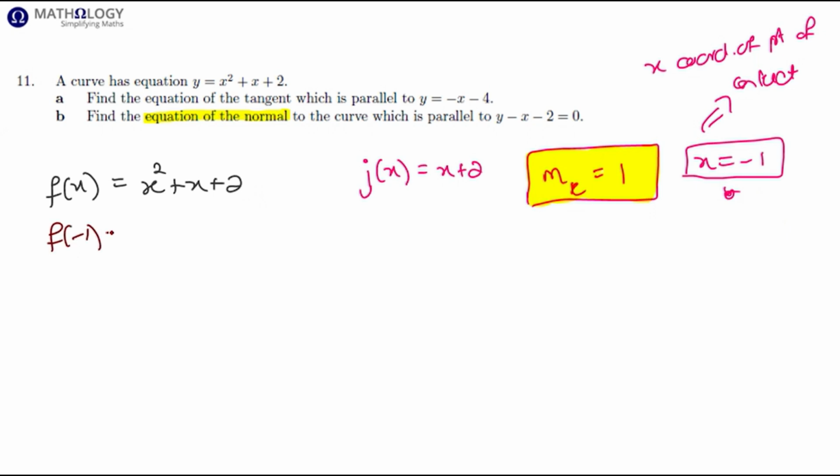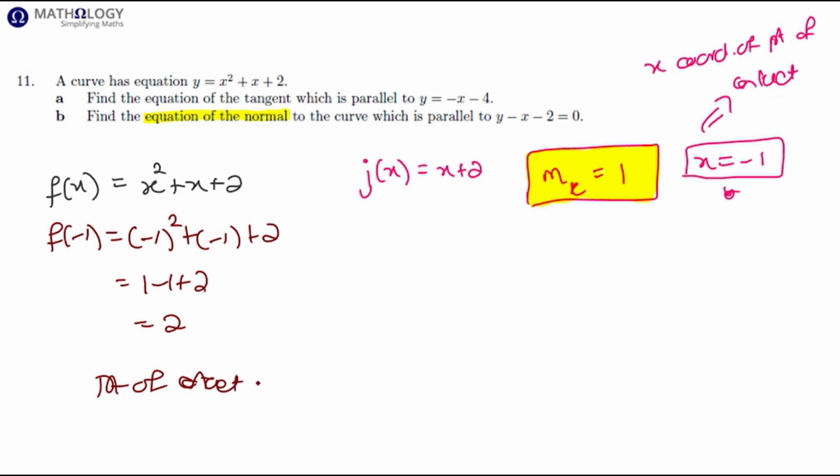f of negative 1 will be minus 1 squared plus minus 1 plus 2. So that will be 1 minus 1 plus 2, which is 2. So the point of contact will be the point minus 1, 2. So we've got the point of contact, we've got the gradient of the normal, which is 1. Therefore, we can find the equation of the normal.